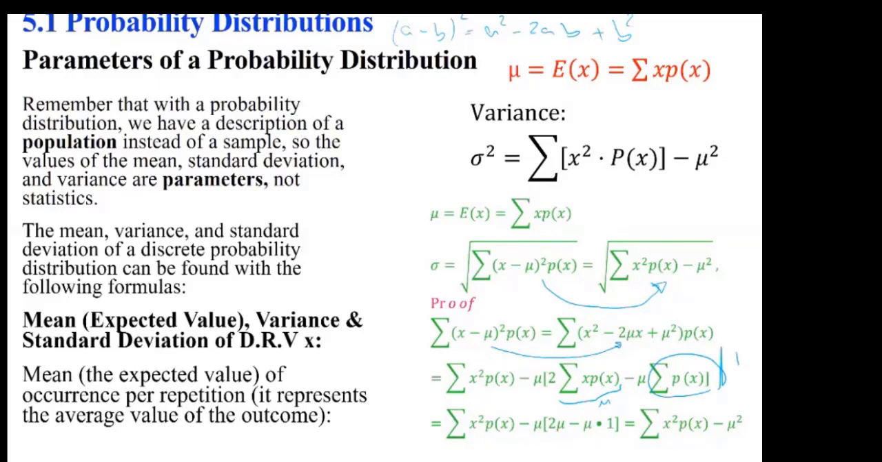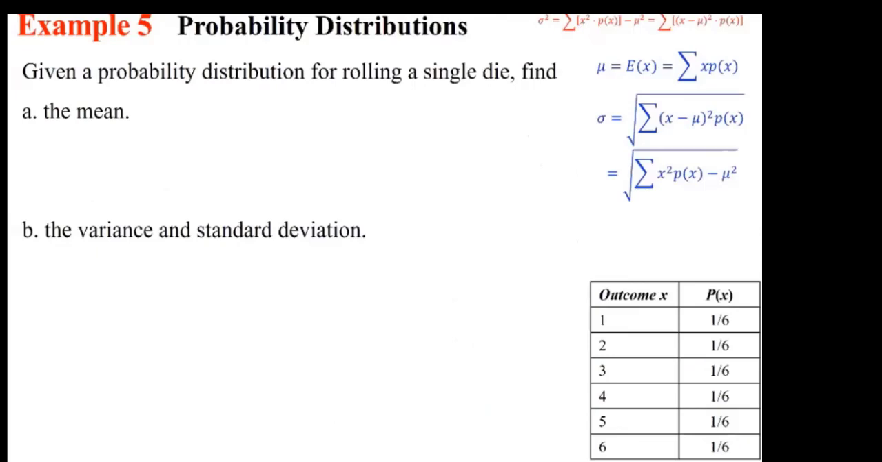That's how you get to the proof if anybody is interested. Let's look at an example. By the way, remember p of x in essence is 1 over n. So given a probability distribution for rolling a single die, and it's given at the bottom, we want to find the mean, which, simply put, we are going to use this formula. And all you have to do is multiply the first column by the second column and add them up. The definition of this formula is very simple. Multiply all the x's by their corresponding p of x, or multiply the x's by their corresponding probabilities.